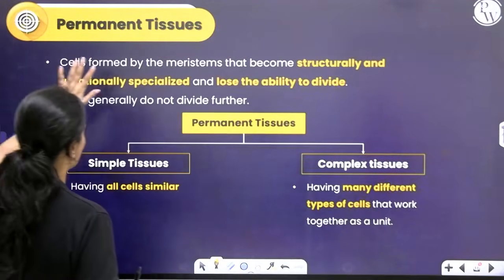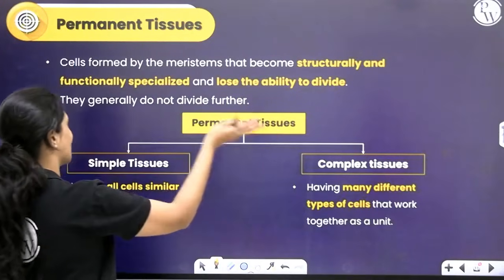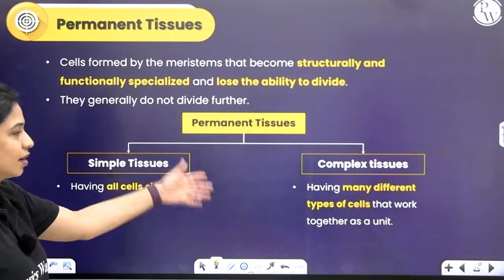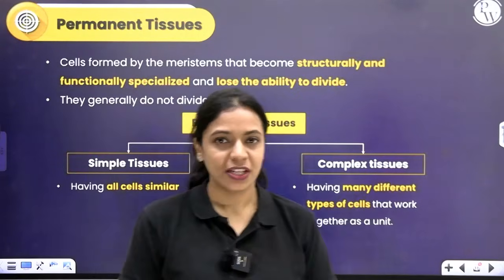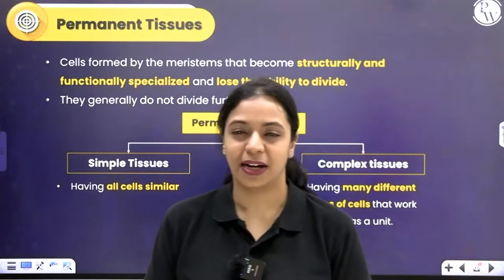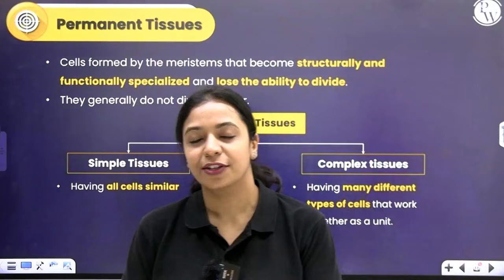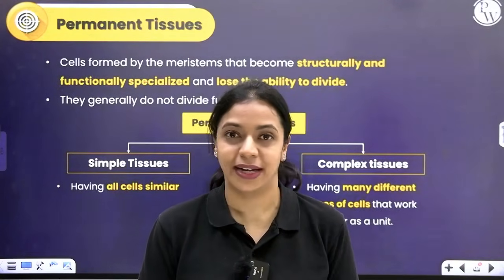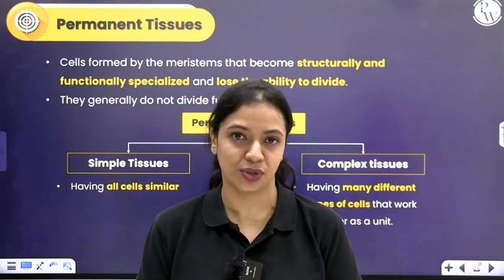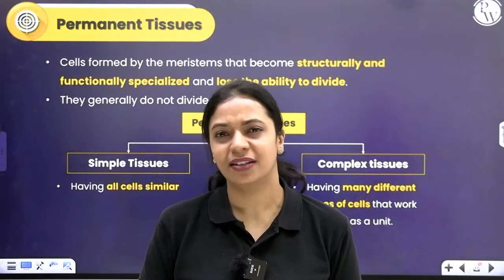So the cells that are formed by the meristems that become structurally and functionally specialized and lose their ability to divide, that is called a permanent tissue. All of these permanent tissues, they arise from meristematic tissue itself. Meristematic tissues have only one job to perform. They always keep on dividing, add more cells to the plant and contribute to its growth. Apart from that, it doesn't do much.